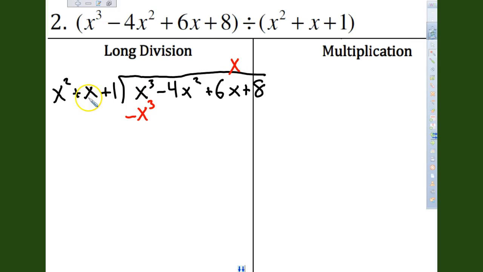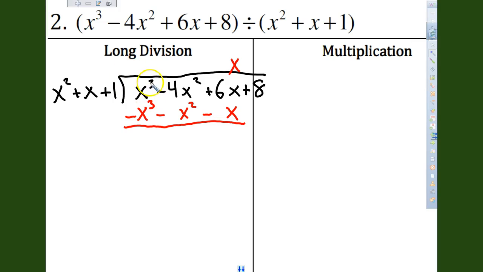X times x is x squared, switch the sign, minus x squared. And then x times 1 is x, switch the sign, minus x. So we just have 3 multiplications, you know, distribute 3 times, and that's what's new and different here. Although it should be fairly intuitive.